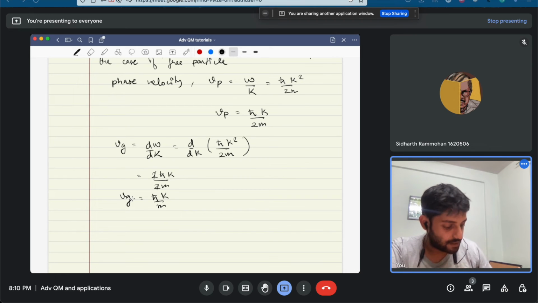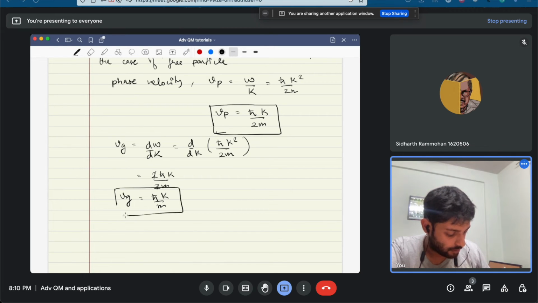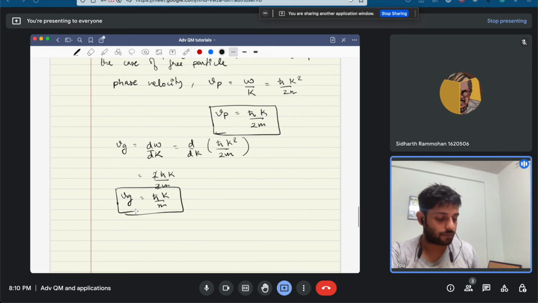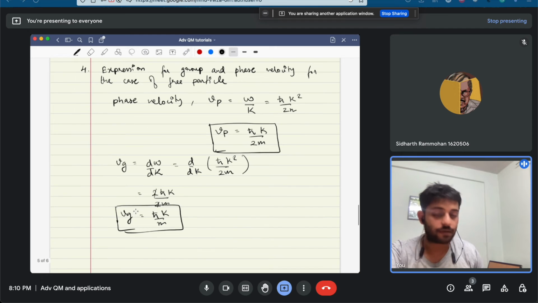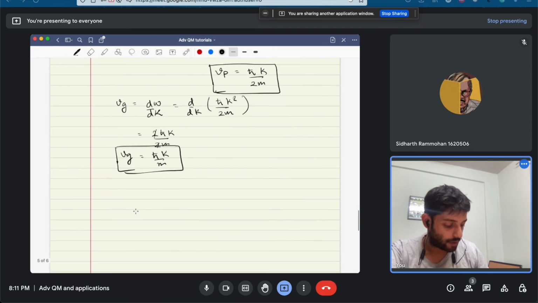So these are the expression for the phase velocity and group velocity for the case of, sorry, for the case of free particle.